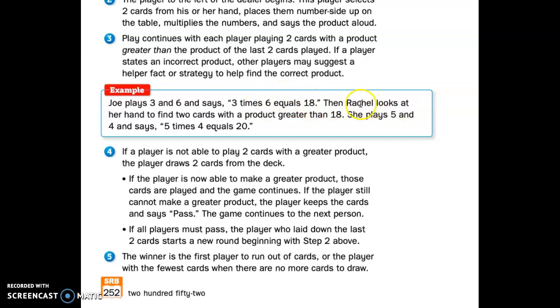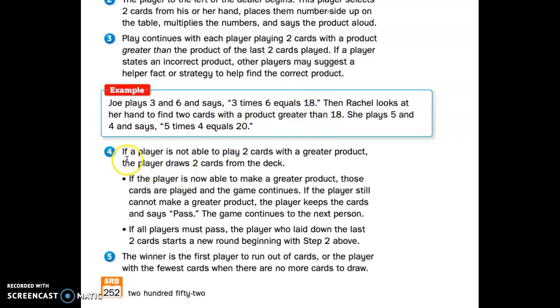Amazing. Now it's Rachel's turn. Rachel needs factors that will have a product greater than 18, or whatever the person before you has laid down. Then Rachel looks at her hand to find 2 cards with a product greater than 18. She plays 5 and 4. So already you're thinking to yourself, is that a greater product? Well, 5 times 4, let's see. And she says 5 times 4 equals 20. Amazing. So Rachel's product is 20. That's greater than 18. That works.